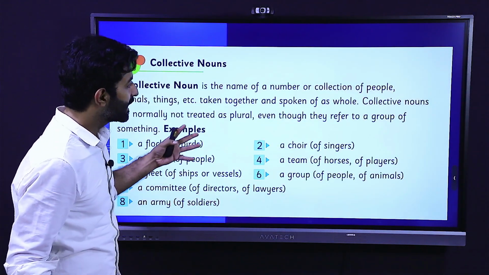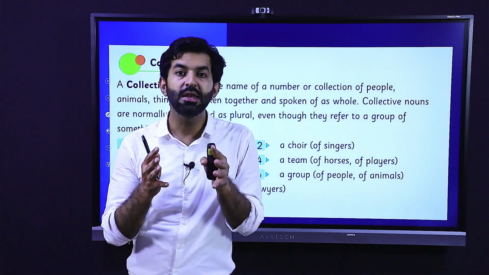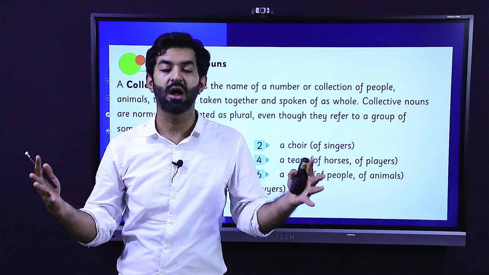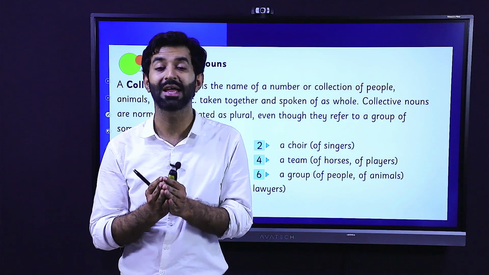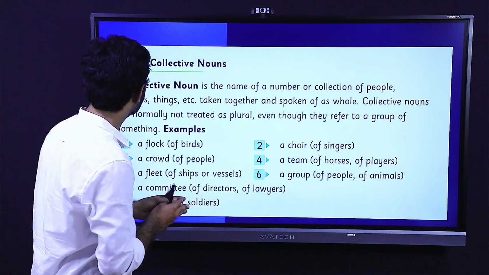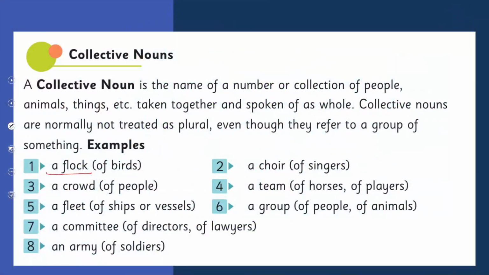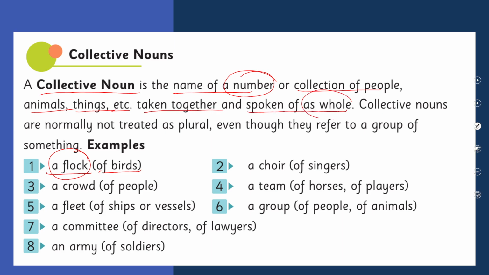Let's talk about collective nouns. Sometimes we name some things that are in the form of a collection. Those are your collective nouns. For example, flock. A flock means a flock of birds. There are so many birds, we call that collection a flock. A collective noun is the name of a number or collection of people, animals, things, etc. taken together and spoken of as a whole.